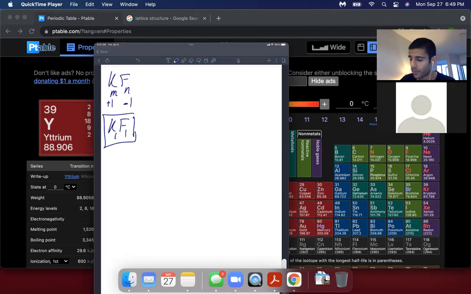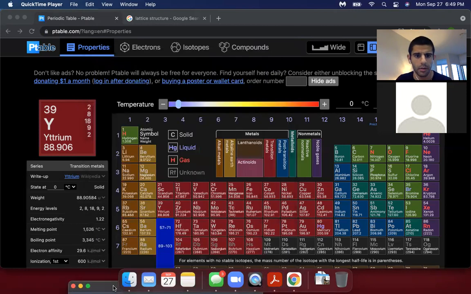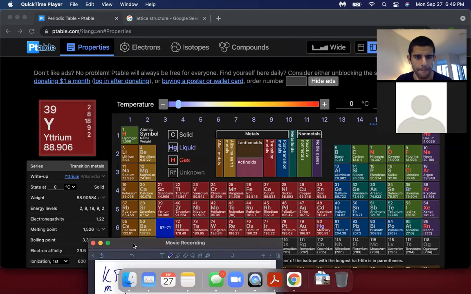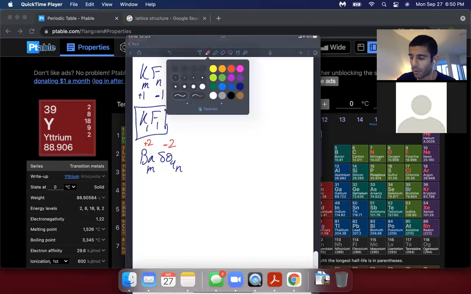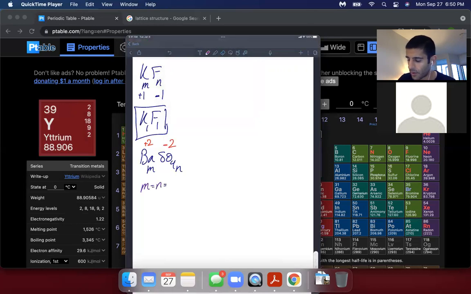Now let's do, for example, beryllium. No, that's not beryllium. What do you call this? Barium. So barium M and then SO4 N. We know barium is +2, and SO4, you should know, is -2. So the M and N are both 1. Pretty straightforward.